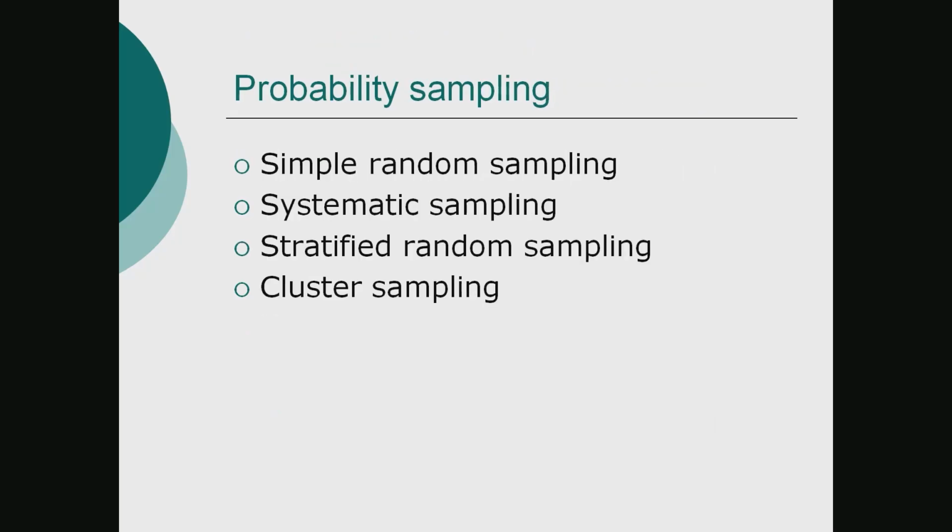Let us discuss the different types of probability sampling methods along with illustrative examples here in detail. Probability sampling: so now we are going to discuss simple random sampling, systematic sampling, stratified random sampling, and cluster sampling with some examples.